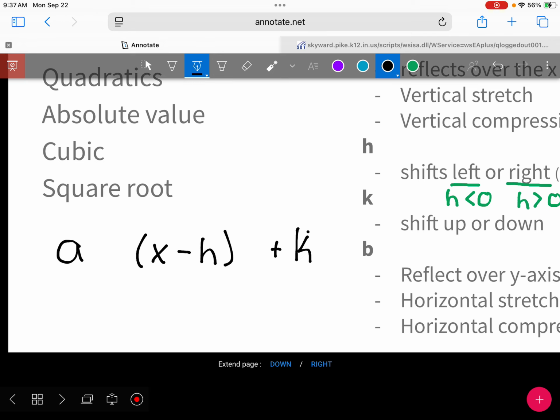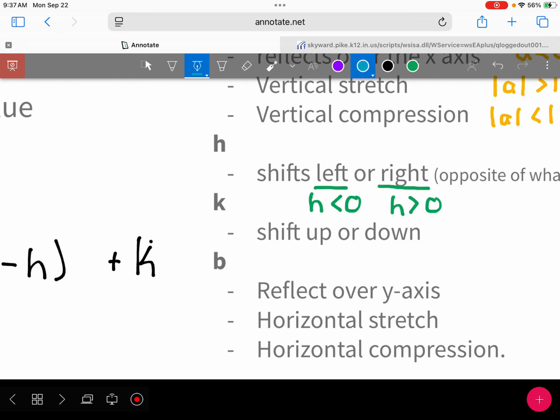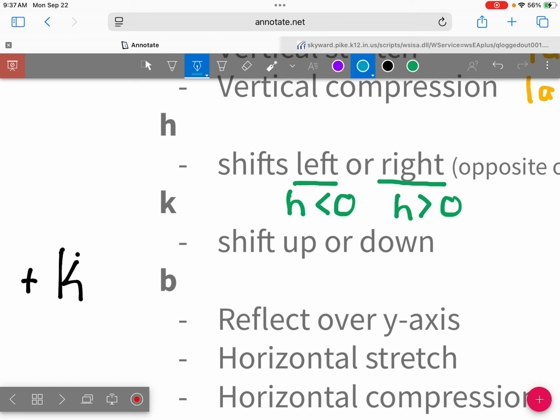K does our vertical shift. So it shifts up or down. If K shifts us up, what do we know about its value? It's going to be positive, greater than 0. If K shifts down, it's going to be less than 0. We know it's negative.